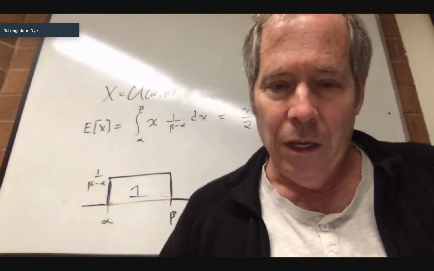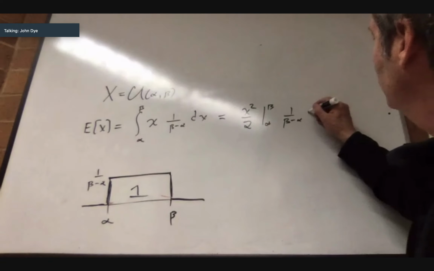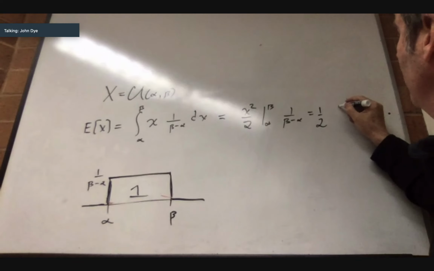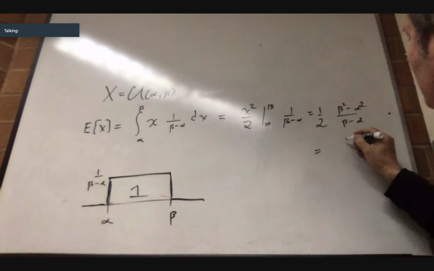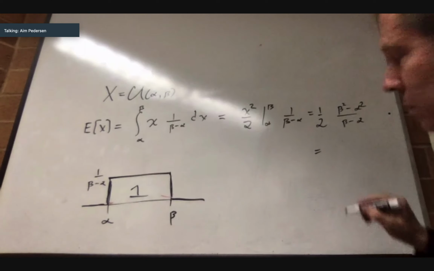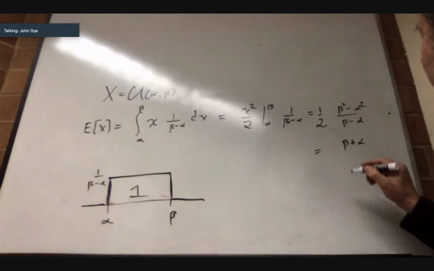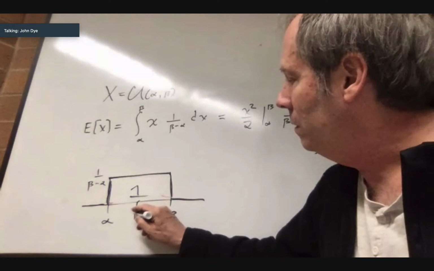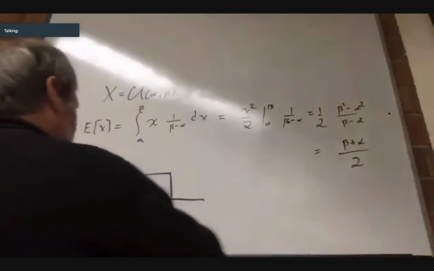Okay. Let's see how many, we've got 19 people. Okay, now, well, I didn't finish it. So let's evaluate this. I have 1/2, and what do I have here? Beta squared minus alpha squared over beta minus alpha, which is equal to what? Back to the top. I'm going to do that in my head. So it'll cancel, giving beta plus alpha over 2. And that's exactly what we expect. We expect the mean to be in the center of that.